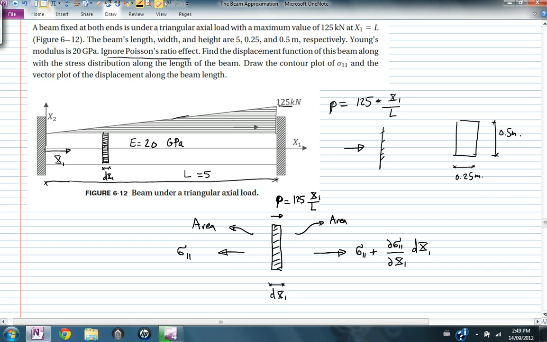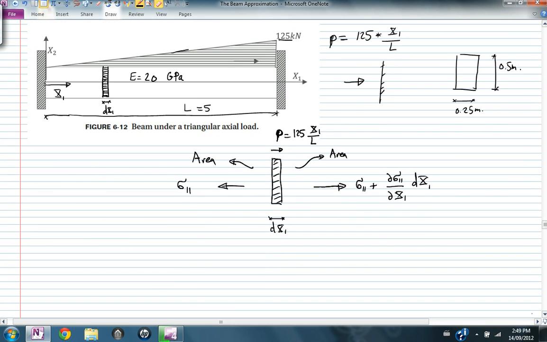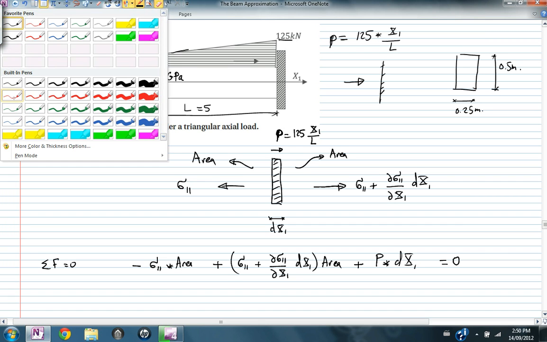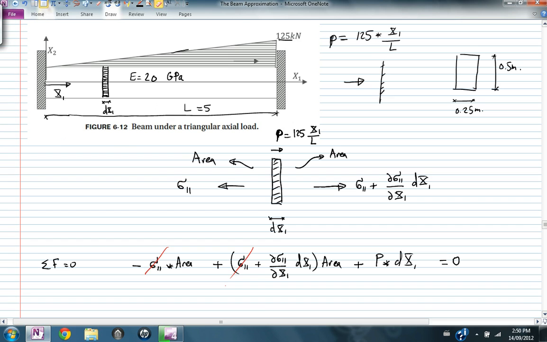Okay, so let's try to write the equation of equilibrium. Sum of forces equals 0. The force on the right is sigma 1 multiplied by the area, and let's use negative. The force on the left is sigma 1 plus partial sigma 1 by partial x1 dx1, multiplied by the area. The distributed normal force is equal to P multiplied by dx1. It's distributed per length, so I'll multiply by length to get the total force. This is equal to 0. You'll find that sigma 1 will cancel sigma 1, and you'll be left with the following.